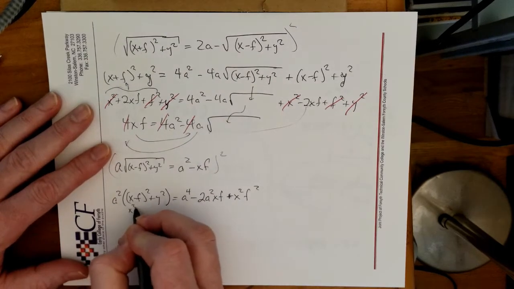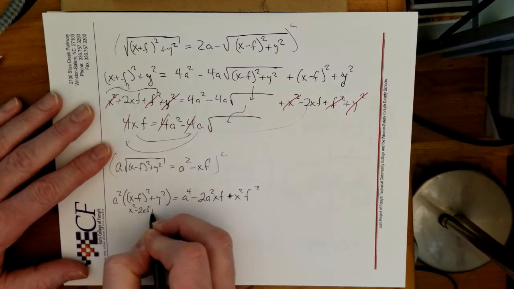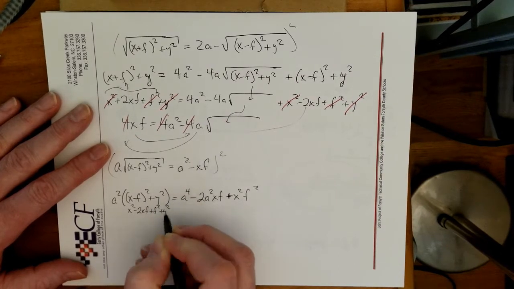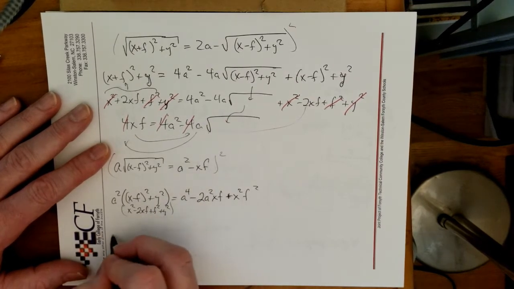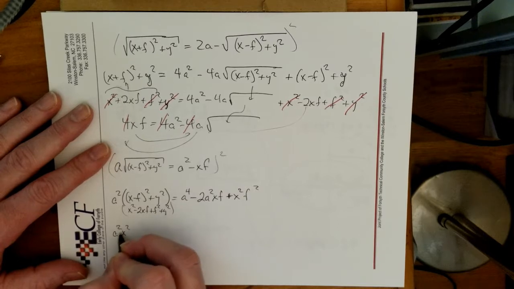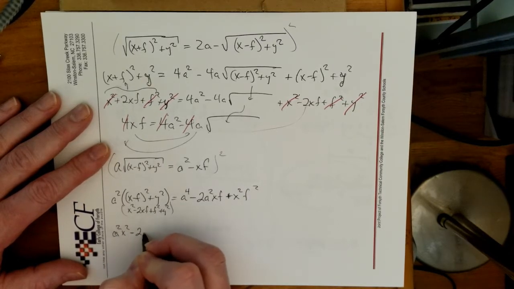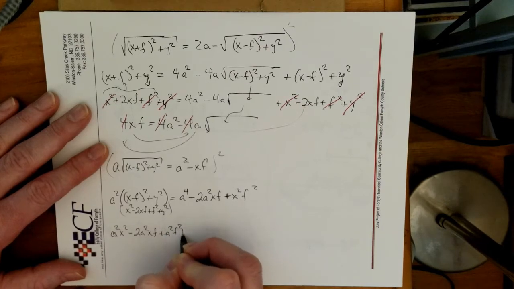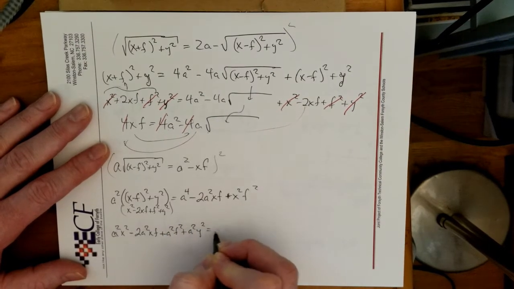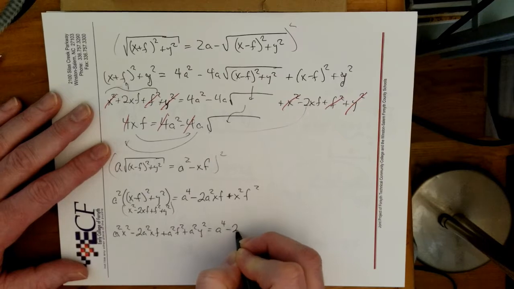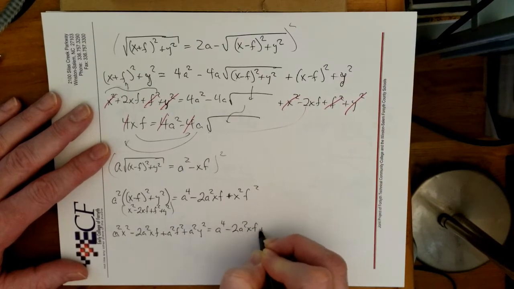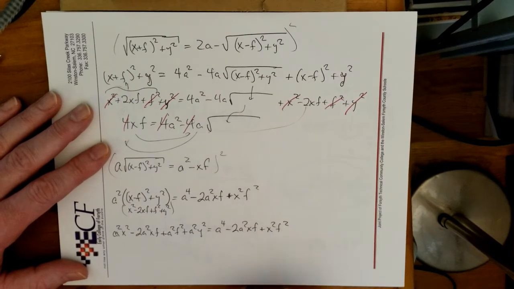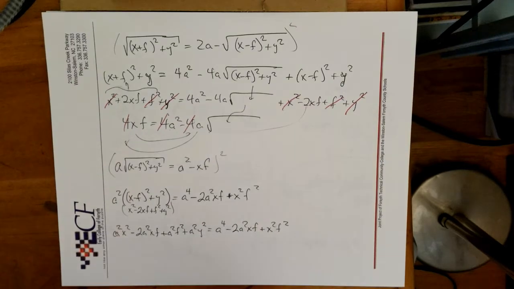Inside here, I have x squared minus 2xf plus f squared plus y squared. Distributing the a squared, I have a squared x squared minus 2a squared xf plus a squared f squared plus a squared y squared equals a to the fourth minus 2a squared xf plus x squared f squared. I do have one thing in common on both sides. I have that and that.